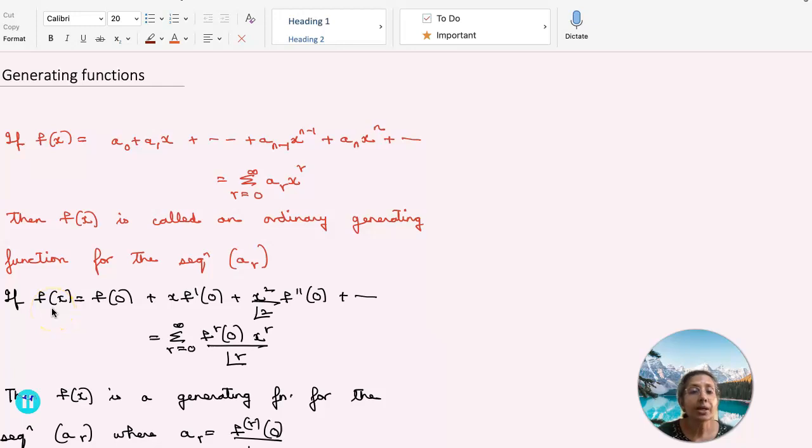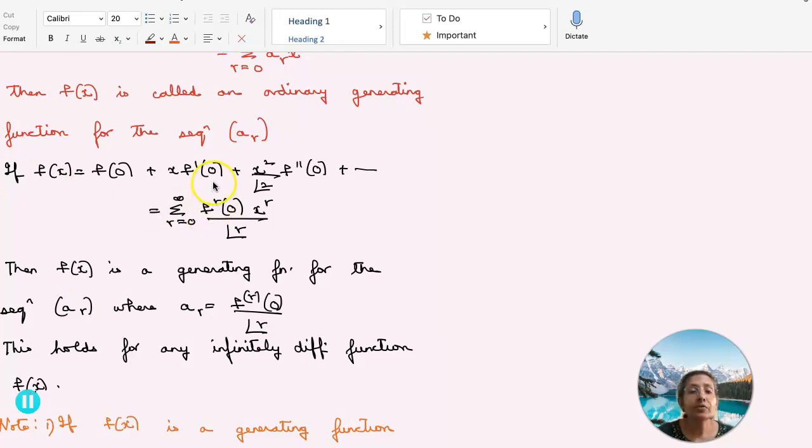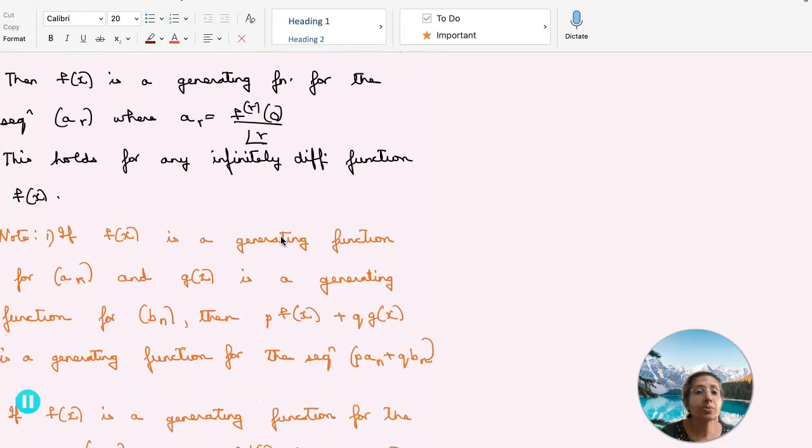And you know that by Maclaurin's expansion, if f(x) = f(0) + x f'(0) + x squared by 2 factorial f''(0) and so on, that is, the summation r = 0 to infinity of the rth derivative of f at 0 by r factorial into x^r, then f(x) is a generating function for the sequence ar, where ar is the rth derivative of f at 0 by r factorial. So basically f(x) is a generating function for the coefficients of x, and this holds for any infinitely differentiable function f(x).